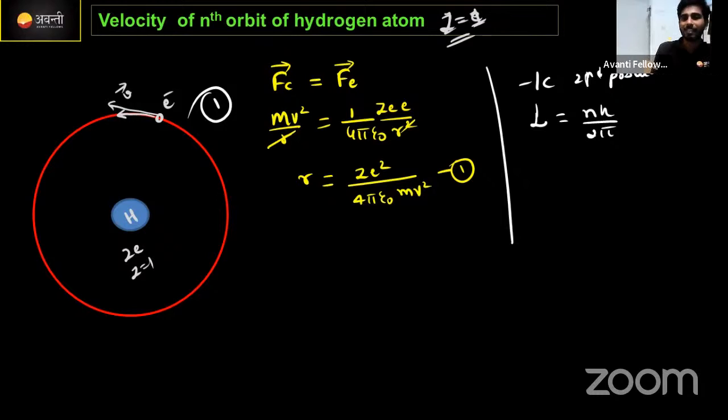mvr. That's great. Is equal to nh divided by 2 pi. Correct now. Here again I will take mv to right hand side. Then radius value will become nh divided by 2 pi m into v. I will call this equation.